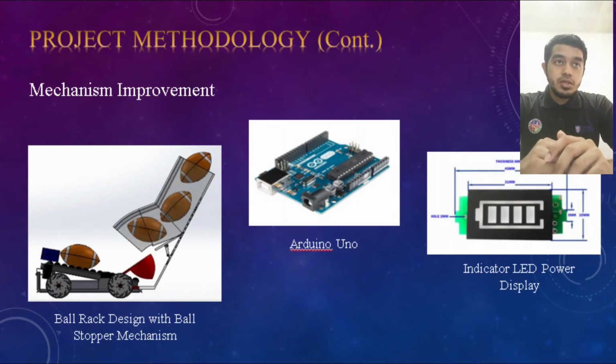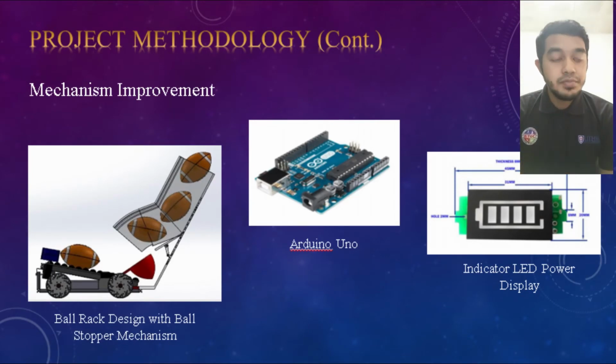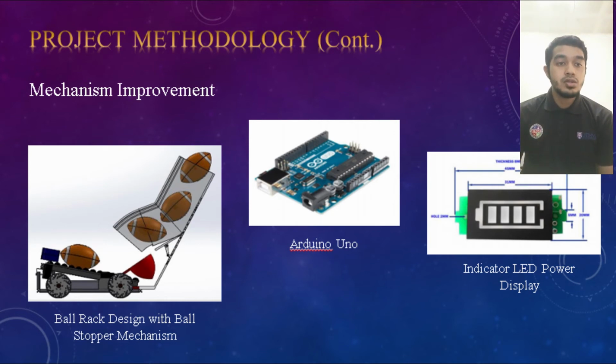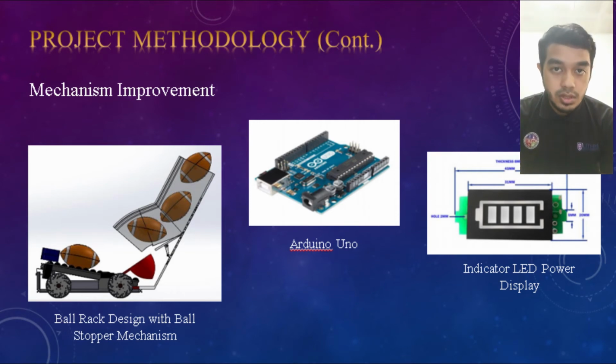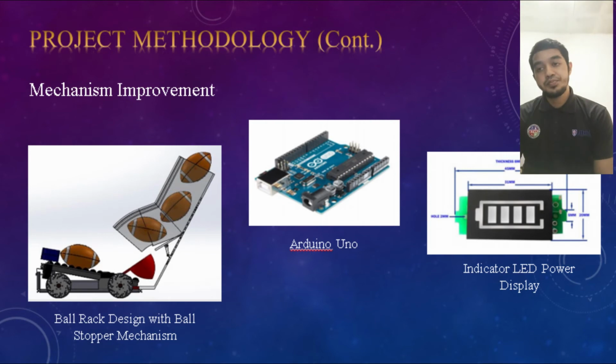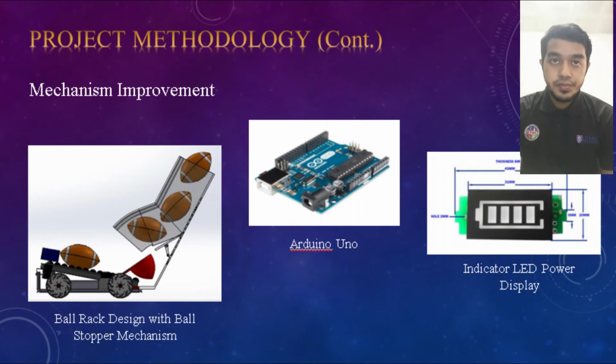So we move to the next project methodology, which is mechanism improvement. As we can see on the left, this is the ball rack design with a stopper mechanism, and it is also connected with the servo motor. The middle one is the Arduino Uno, which is the program controlling system, and it is also connected with the ball stopper mechanism. And the right one is the LED power display. This mechanism can help the user detect when the battery power is low.